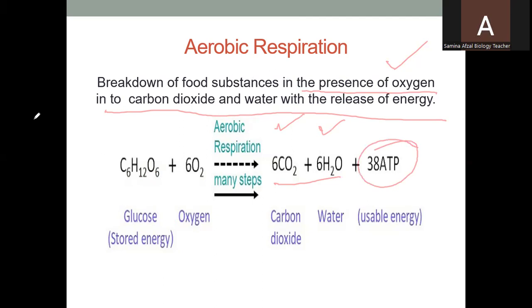That is in the glycolysis, link reaction, then Krebs cycle, and oxidative phosphorylation.